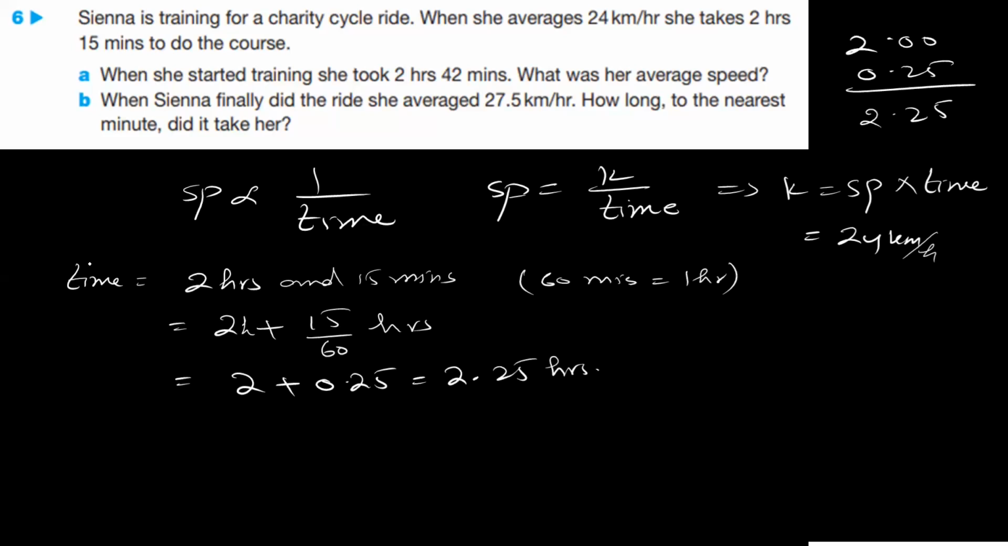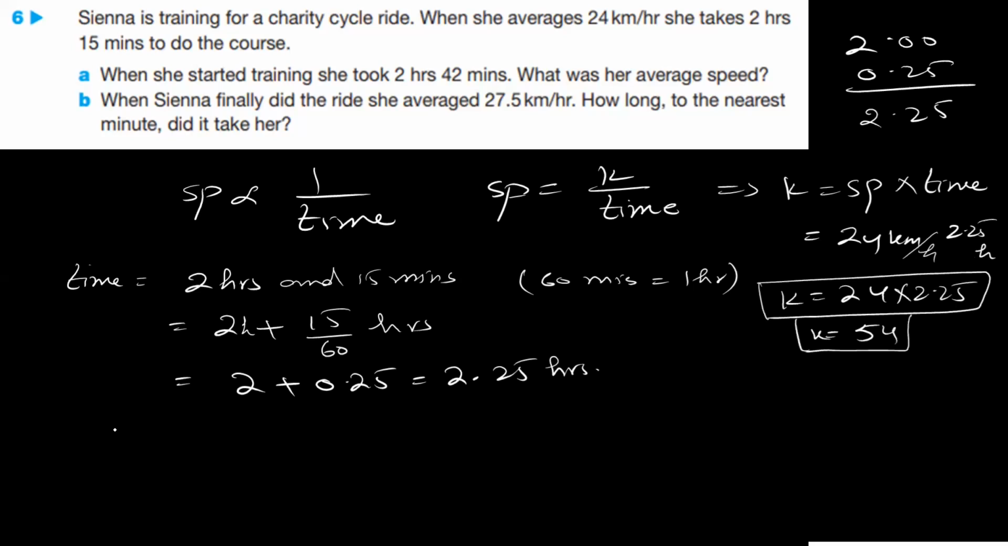Now we can multiply by 2.25 hours. So 24 times 2.25 is your K. You can write it in this way as well, or you can write its product, that one is 54. Now we do question A. Question A says, when she started training, she took 2 hours 42 minutes. What was her average speed?